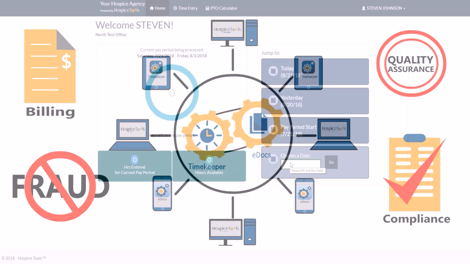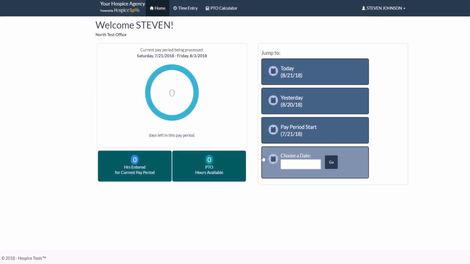Let me show you. When you log into TimeKeeper, you can see the header bar includes 3 items for a regular user. First, our homepage, which is the screen we're looking at now. Next, time entry, which is where all the information such as time entries, mileage, linking clinical visits, and notes are entered into the system. And PTO calculator, which is a great feature to be able to go in and see the available PTO days and details.